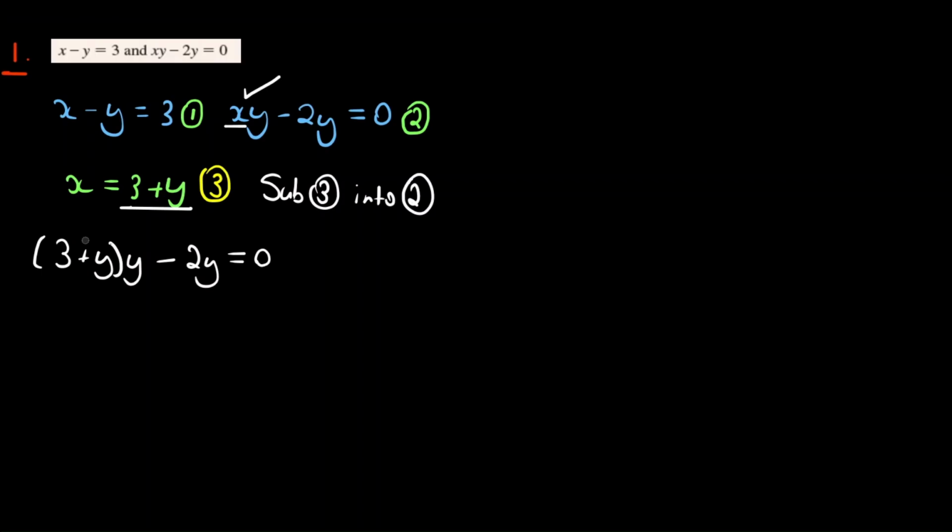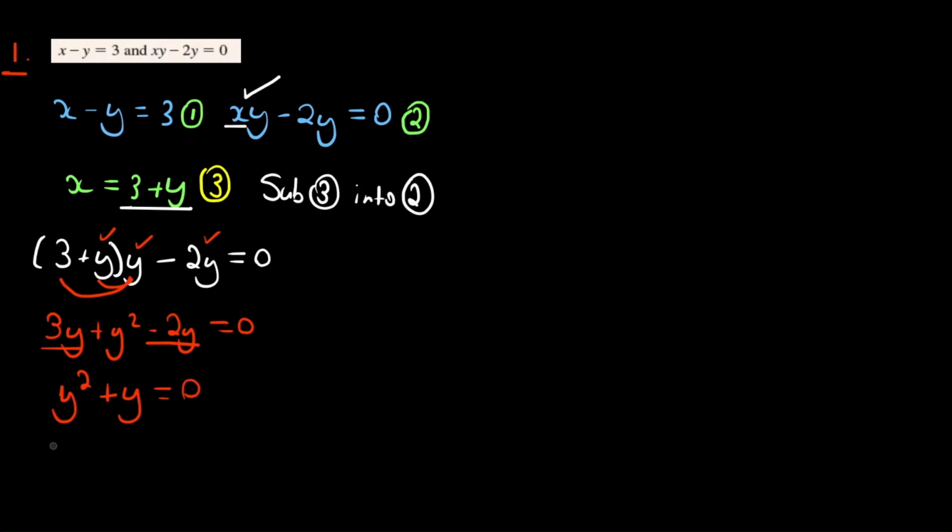If you take note of what we did, we only really made sure that there's only y in the equation, so we solve for y. x has been eliminated by substitution. So we take the 3 and multiply the y. It'll be 3y. 3 times y is 3y, and y times y is y squared, minus 2y is equal to 0. We have like terms, 3y minus 2y, which will give us y squared plus y is equal to 0.